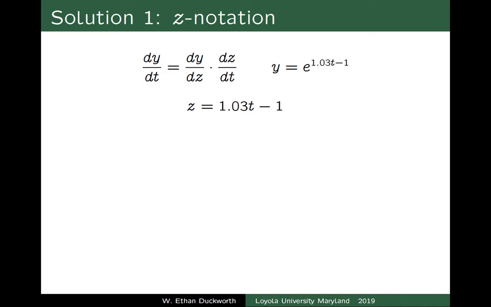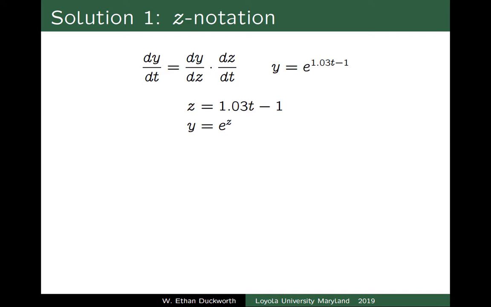1.03t minus 1. And if I do use that z, then I can rewrite y, and I can just say that y is equal to e to the z. So of course you could combine those two formulas and you'd get right back to the original formula, but I'm not going to combine them. I'm going to use them separately in the chain rule. So I should take the derivative of each of these formulas with respect to the variable that you see. Let's start with the second one.